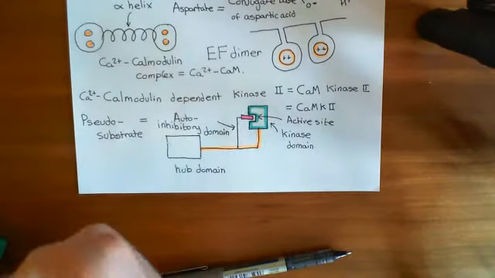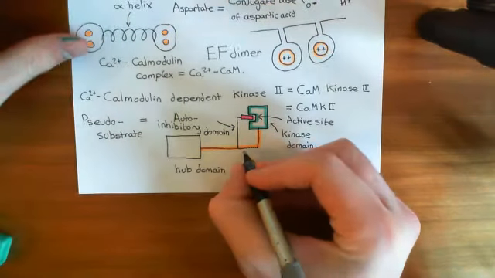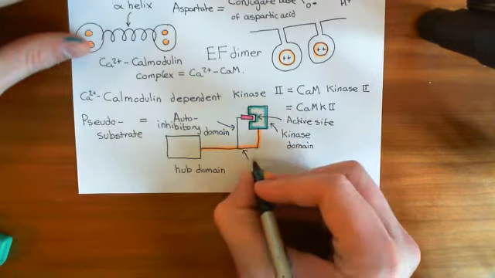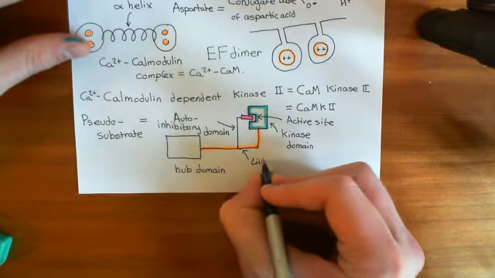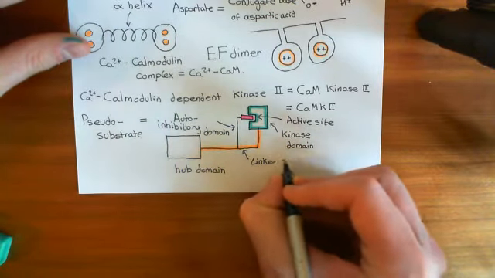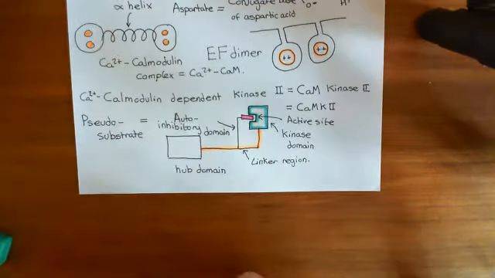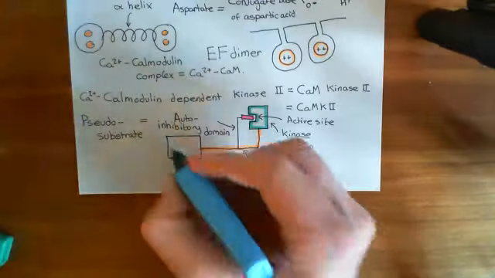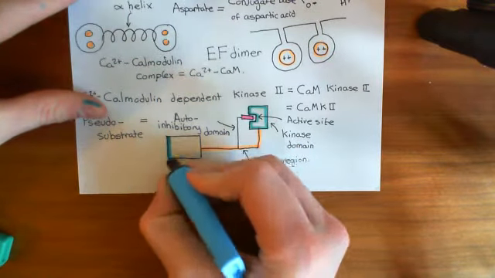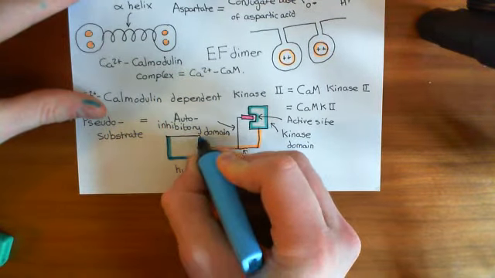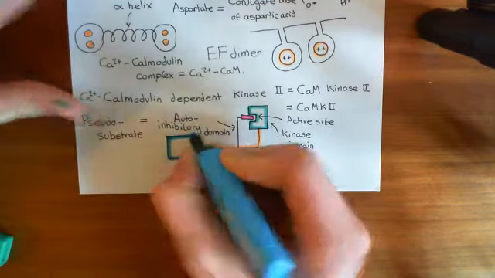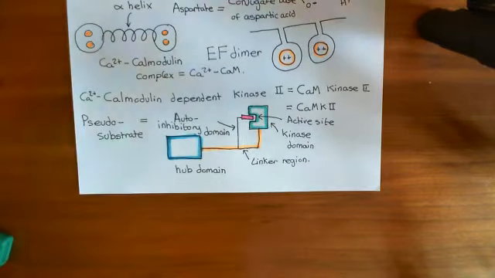Okay, so I haven't actually labelled that up. This bit linking the kinase domain with the hub domain is known as the linker region. And then over here in blue we have this hub domain. Now, this is the structure of a single CaM kinase 2 protein, a single calcium calmodulin dependent kinase 2 enzyme.